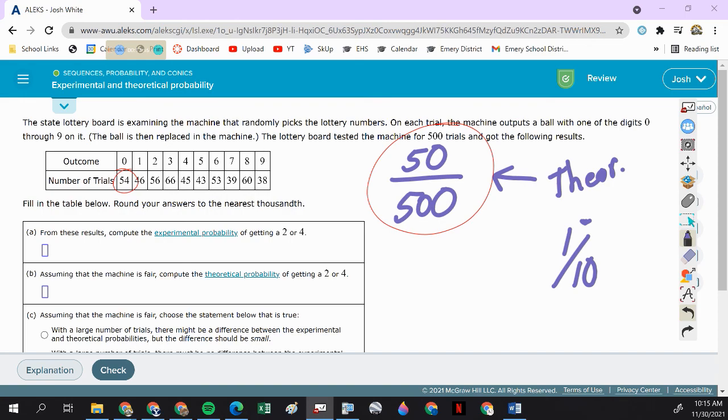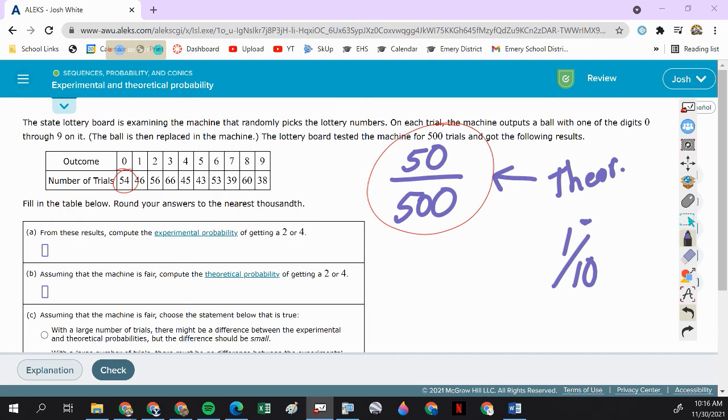That's pretty close, right? What if we ended up with 3 zeros? Would you be worried that the machine is broken? What if we ended up with 400 zeros? Would you think the machine is broken? Yeah, but 54? That's pretty close.